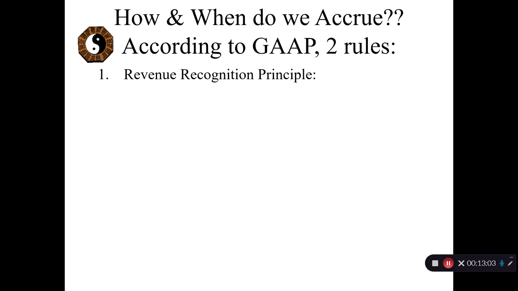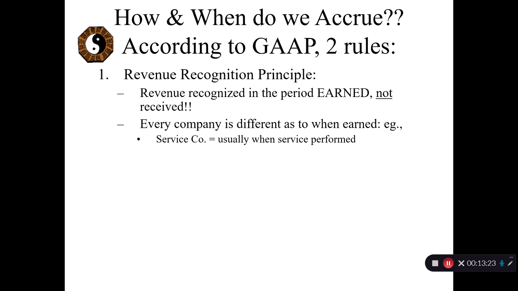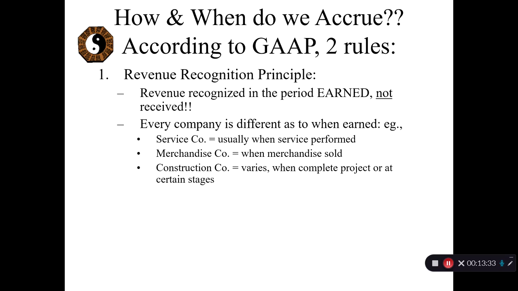So how and when do we accrue? According to GAAP, we have 2 rules that guide us in our adjusting process. The revenue recognition principle is the first one, and this one says that we recognize revenue in the period we earned it, not when we received it. Every company is different as to when it is earned. For example, a service company, when the service is performed, that's when it's earned. A merchandising company, when the merchandise is sold. And a construction company, usually it'll vary, when the project's complete or at certain stages of the project.